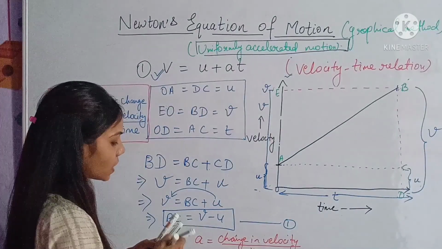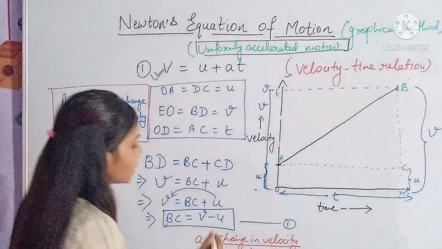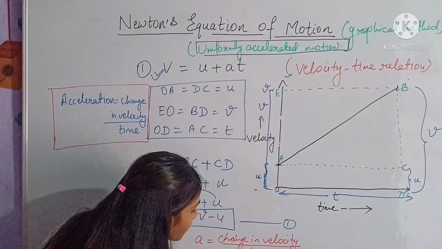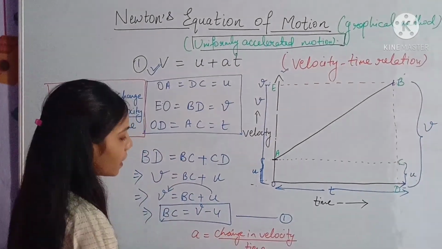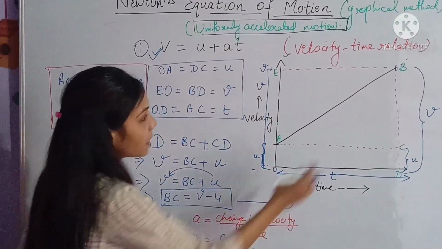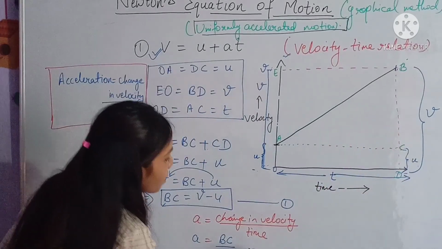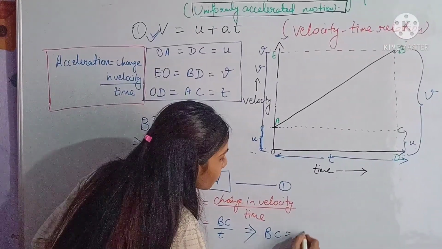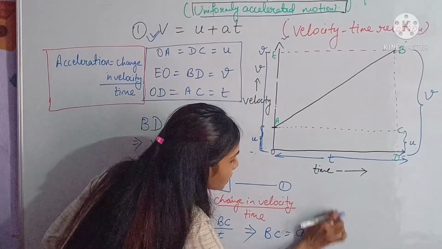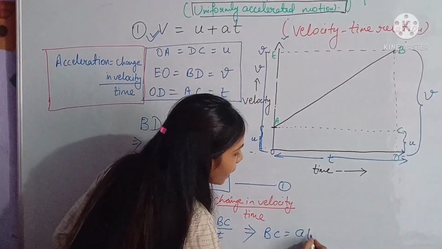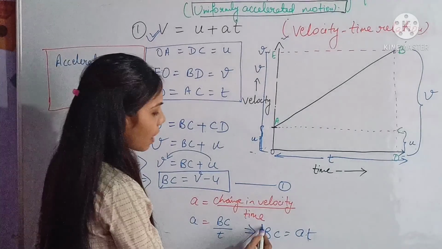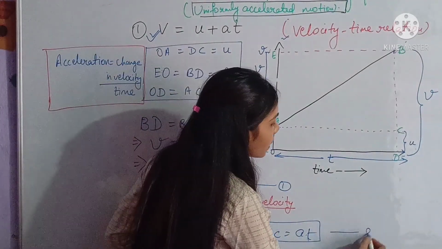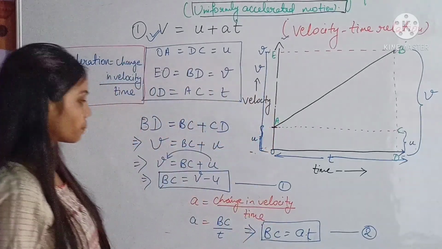So in place of change in velocity, we can write A is equal to BC divided by T, the time. What is the change in the velocity? BC is the change in the velocity. So from here again we will get BC is equal to A into T, or simply AT, right? So we have got one more equation for BC, that is equal to AT. Let us name it equation number 2.